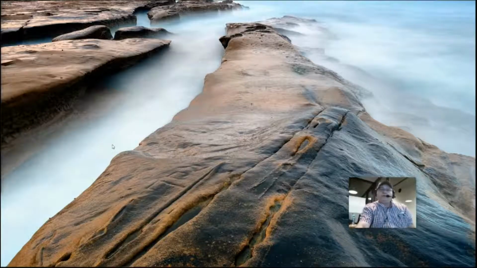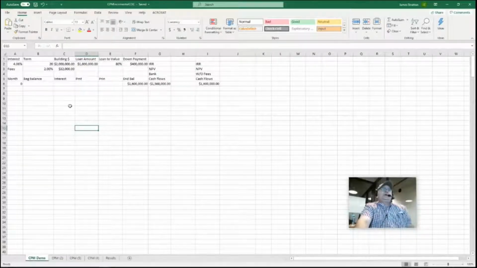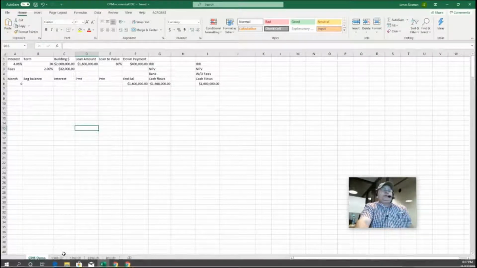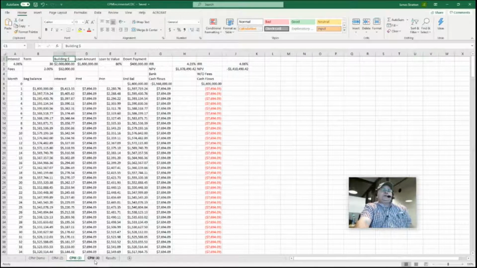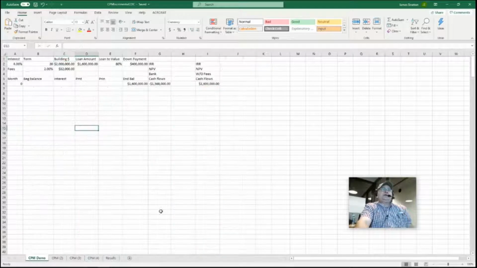All right, so let's start building a spreadsheet here. I've already done some work here for you. We're going to build an amortization table, but I've already built a few of them so we can compare them. Okay, so let's get started. Across the top you see our terms of interest. Term is 20 years. The building value is $2 million. We're going to have a loan to value ratio of 80%, so our loan amount is $1.6 million. Our down payment has to be $400,000.